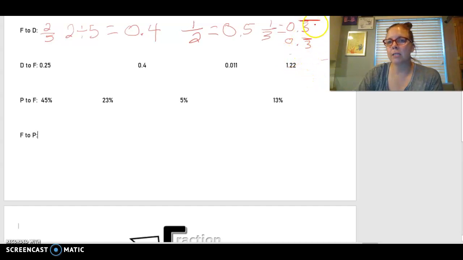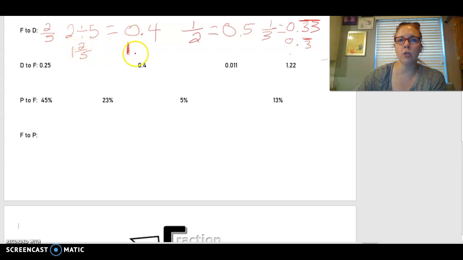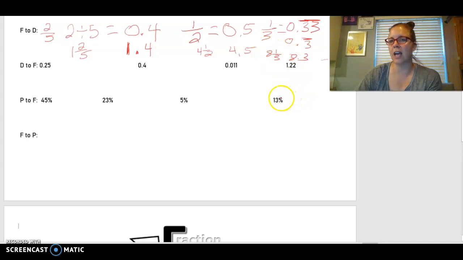Okay, you can put really as many as you want as long as you put the line over what is being repeated. Okay? So down here, now if it is a mixed number, so let's say 1 and 2 fifths, then instead of this 0 here, you would just put the 1 there, and then you do 2 divided by 5, so it'd be 1.4. If this was 4 1/2, then it would be 4.5. If this was 8 1/3, then it would be 8.3. Just move it in front to the left of the decimal.